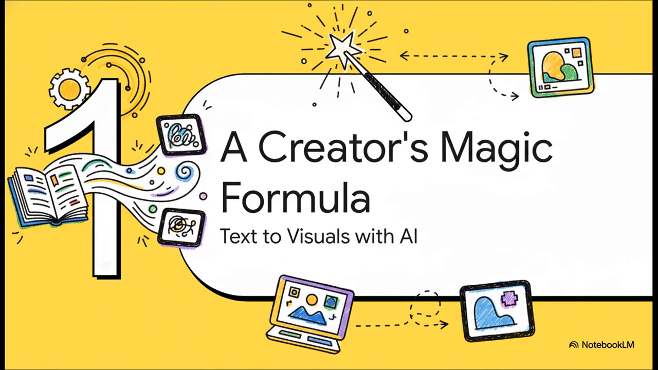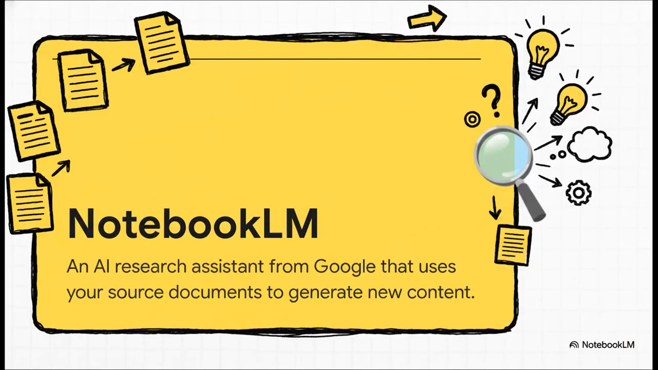First up, a creator's magic formula, all about transforming text into visuals using AI. So the absolute star of the show today is a tool from Google called NotebookLM. Now, here's the thing that makes it so different and, frankly, so powerful. It works only with the documents that you give it. This is key. You upload your report, and boom, suddenly you have an AI assistant that is a world-class expert on your specific material. It's ready to go, just waiting to help you create.